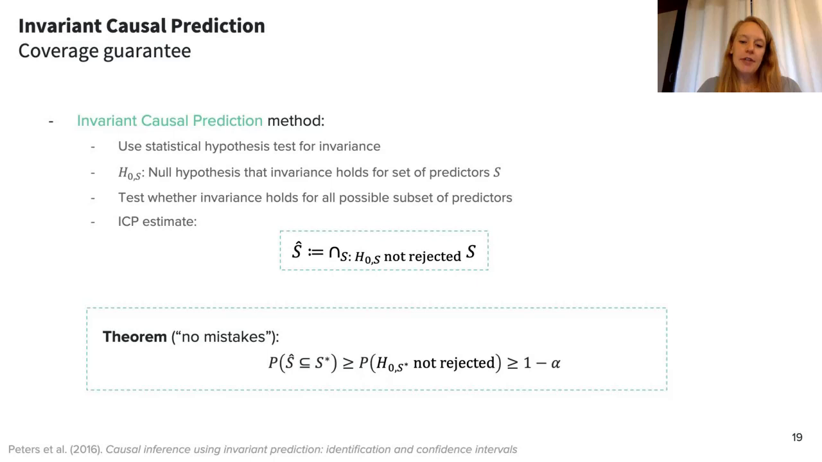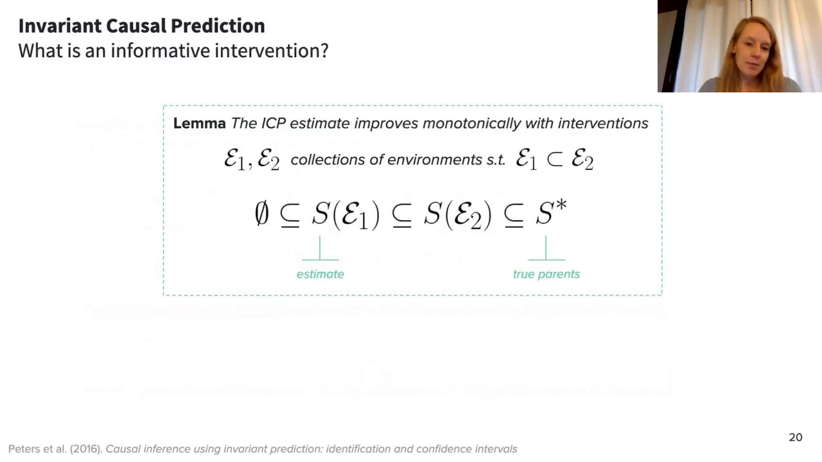So now this coverage guarantee is quite nice, but when you run ICP in practice on a set of environments, it quite often returns the empty set. So the empty set is still a subset of S star, so the coverage guarantee is of course intact, but the estimate is also not very informative. So in other words, ICP often does not have a lot of power to detect the true set of causal parents. Now this power can be improved the better, quote unquote, the available environments are.